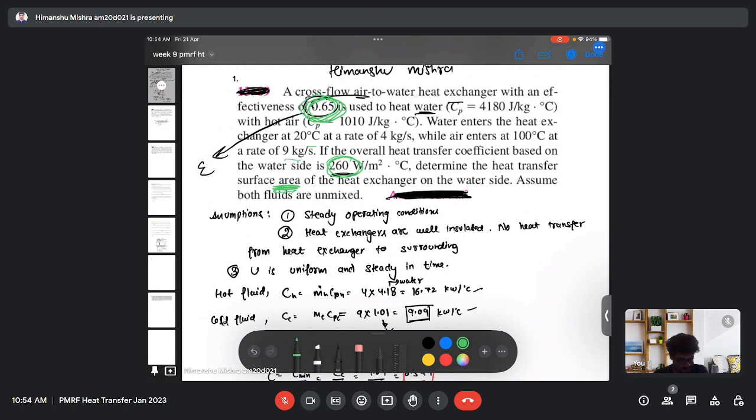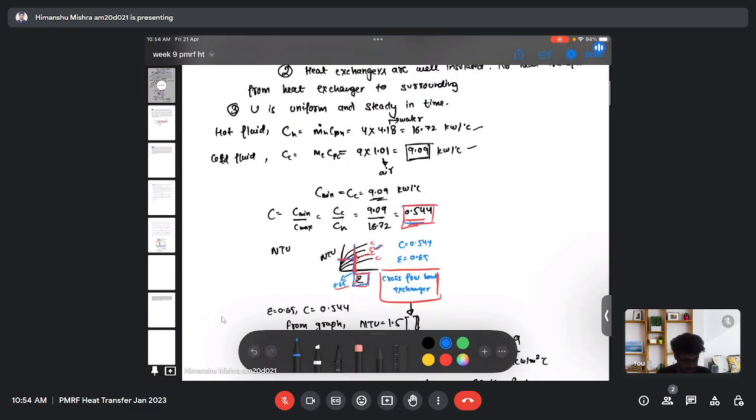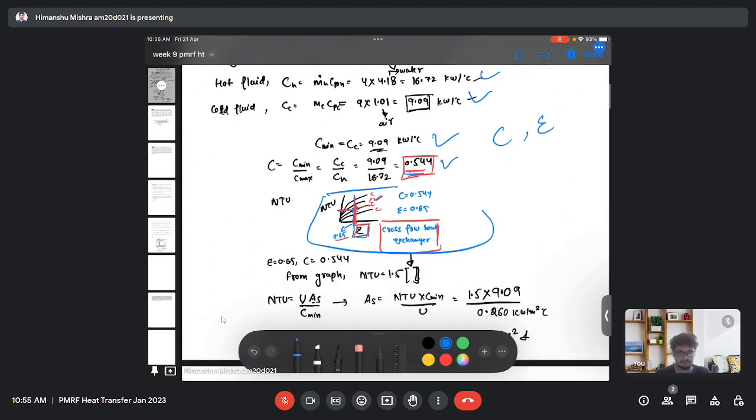Just to be sure, we have given the cross flow air to water heat exchanger here. So first we calculate the heat capacity for both the fluids, and then we identify which is the minimum. Then we calculate the heat capacity ratio, which is minimum by maximum. Once we get the heat capacity ratio C, and we have given effectiveness epsilon, from the plot for cross flow heat exchanger, we can find the NTU, because for such heat exchanger it is suitable to find the NTU from the plots.